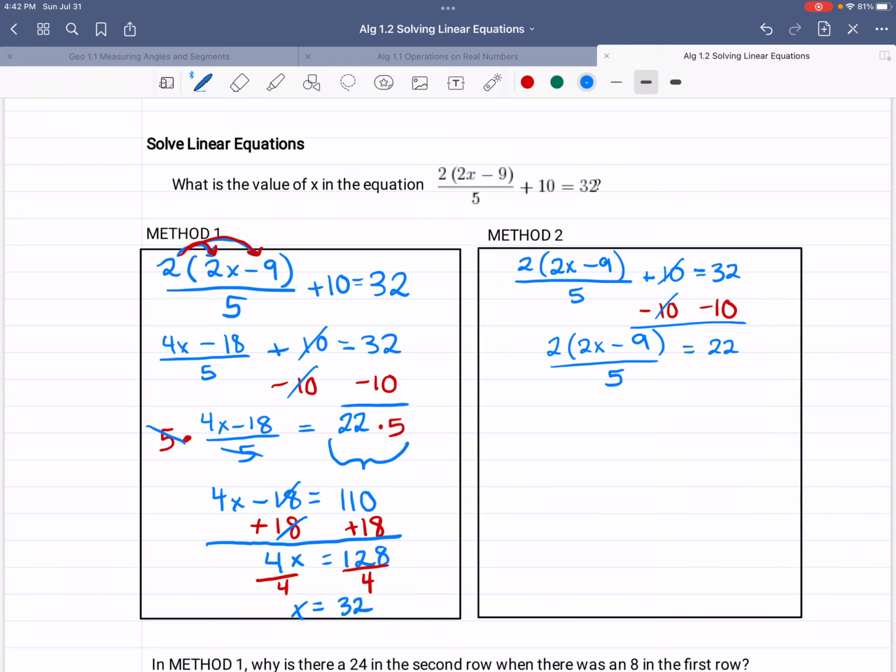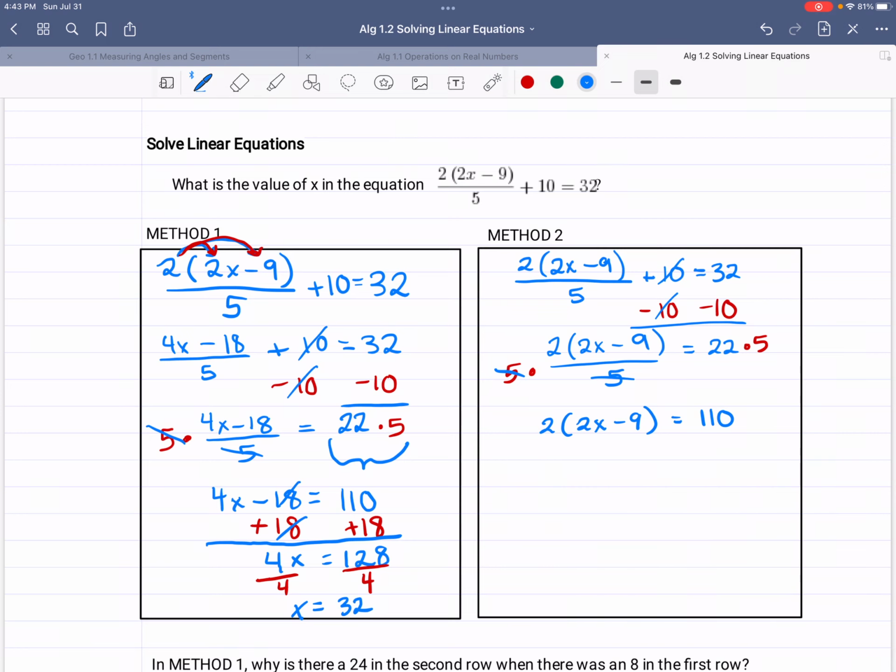And then the next thing that we're going to do is we're going to multiply both sides by 5, because if I read this equation, the last thing I would say would be divided by 5. So multiply both sides by 5. And these 5's cancel, leaving us with 2x minus 9 equals 110.